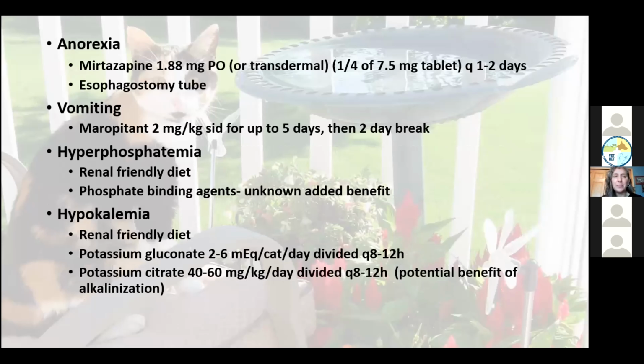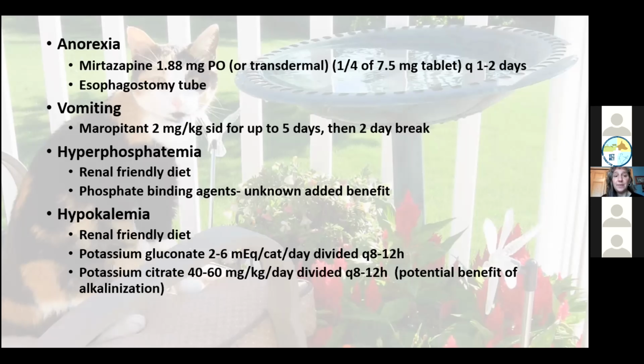Anorexia or even hyporexia with a decreased appetite. Mirtazapine is a wonderful appetite stimulant. The dose here is 1.88 milligrams. This comes in oral and transdermal forms. So for the oral tablet, it's actually 1/4 of a 7.5 milligram tablet every 1 to 2 days as needed.